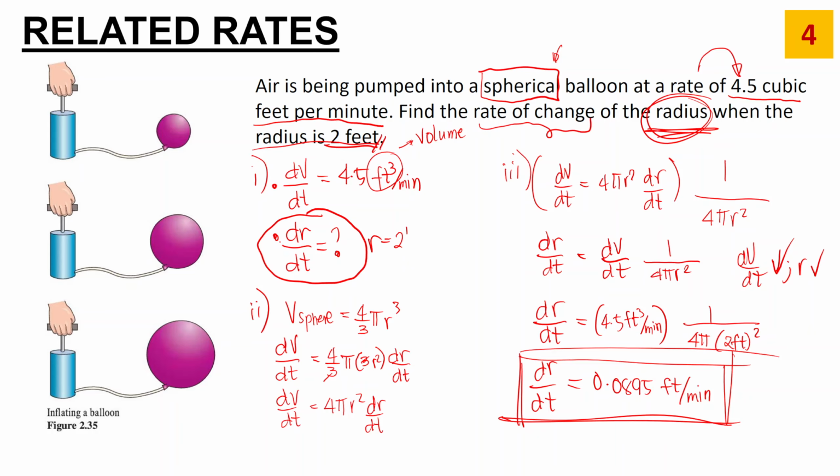So what we did here is we listed all the possible givens and what was being asked, and then we related everything, the given and what is being asked, by differentiating, and then we isolated what is being asked on the left-hand side and solved for the unknown. Since we have the given dV over dt and also the r, we came up with the rate of change of the radius with respect to time being 0.0895 foot per minute.